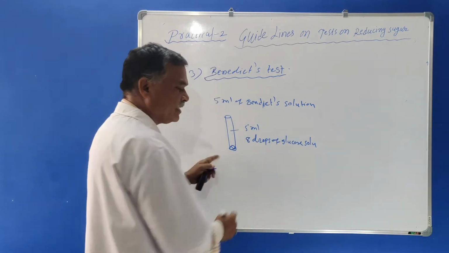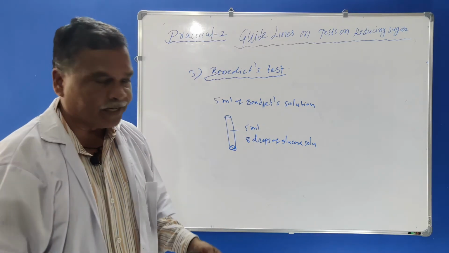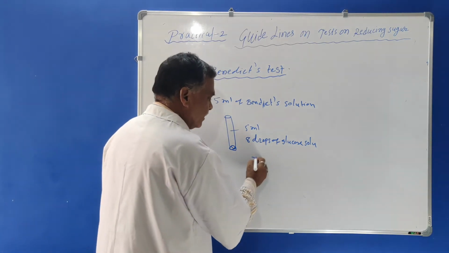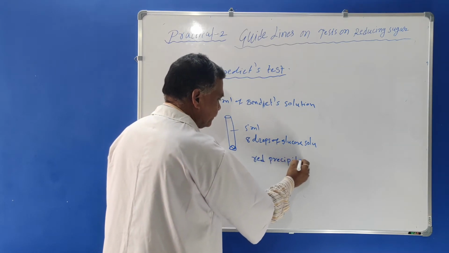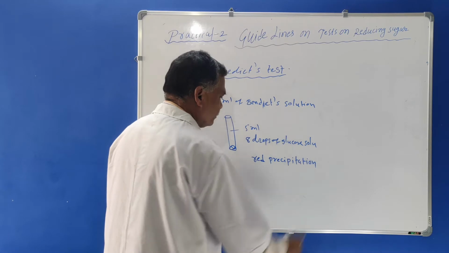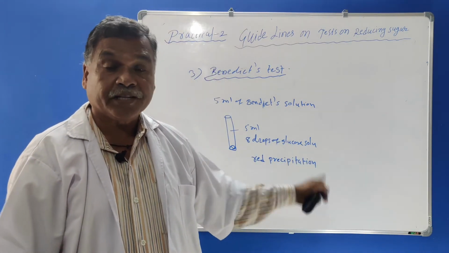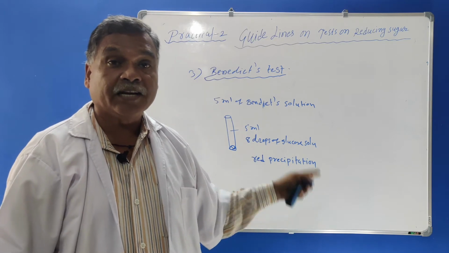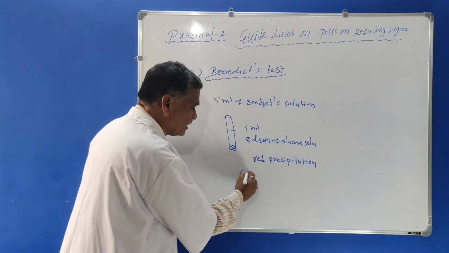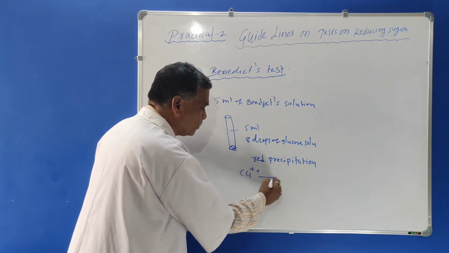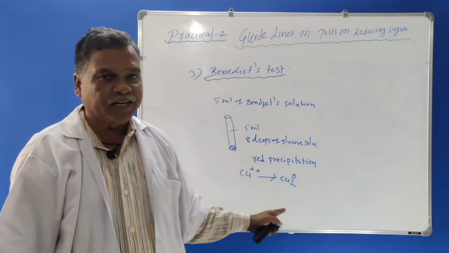Of glucose solution is added. Mix it well and boil for 2 minutes. After boiling, we will get red precipitation. What will we get? Red precipitation. And this red precipitation shows the reduction of the monosaccharide. I told you already that cupric ions are converted to cuprous oxide. So this is the reduction.